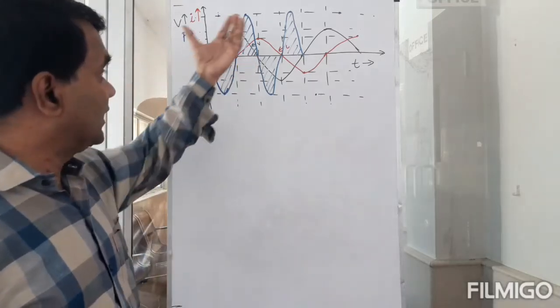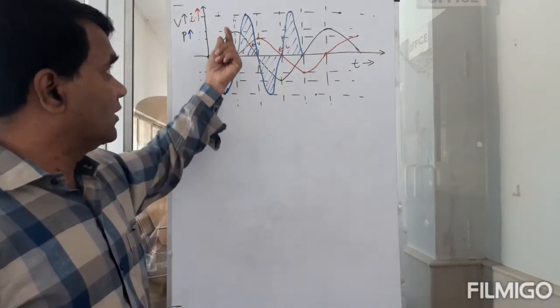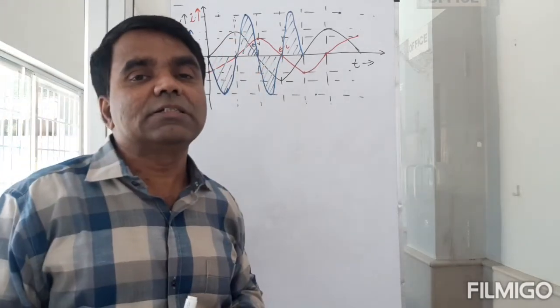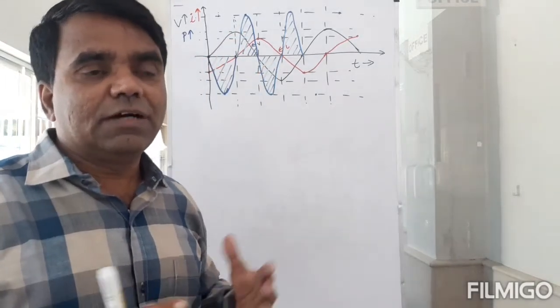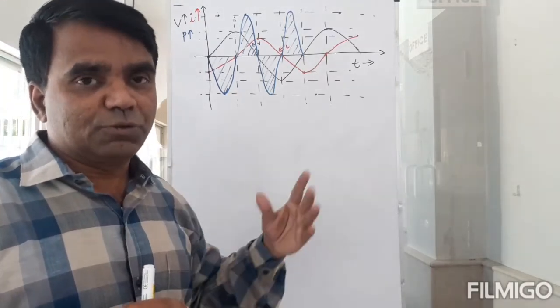But here, if you calculate the average power, it becomes 0, because at one point it is positive and at another point it is negative. So finally, the average power in this is 0. I hope you understand this part.